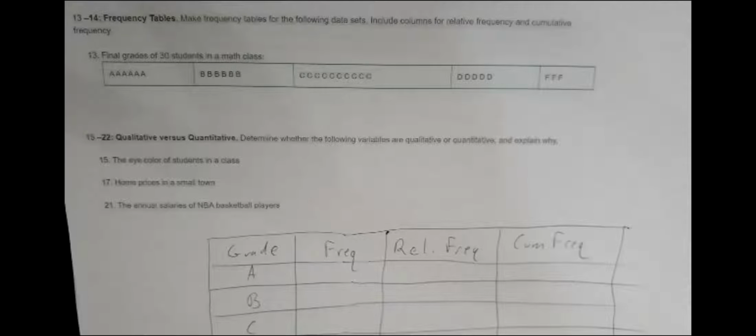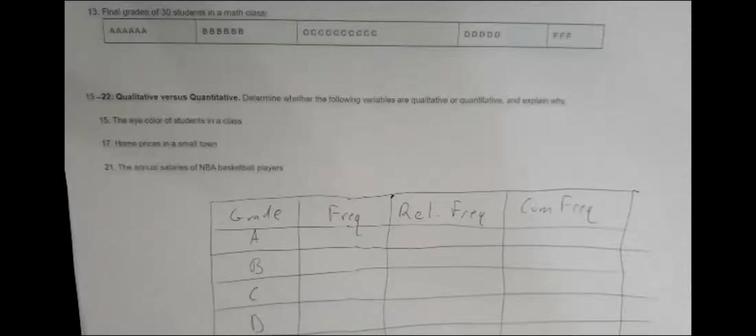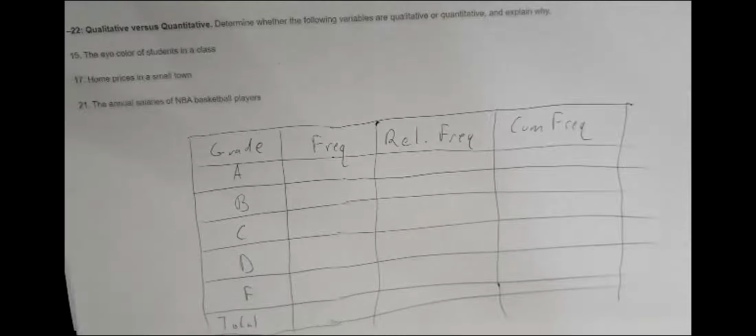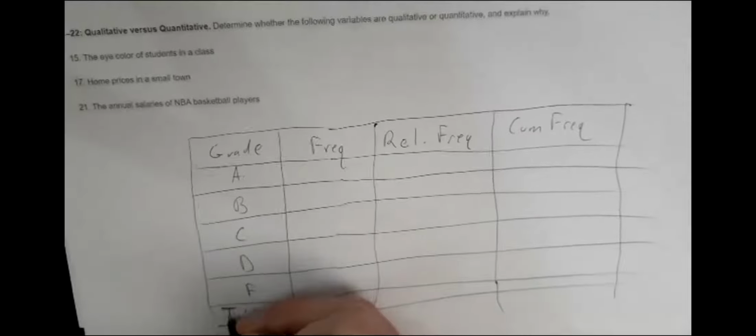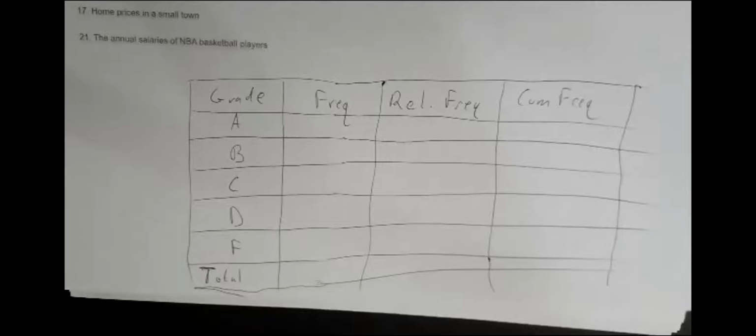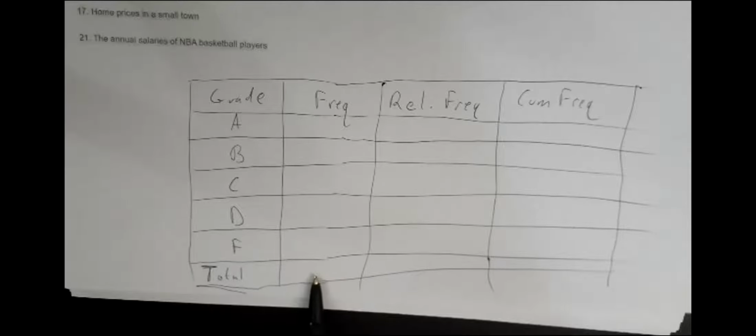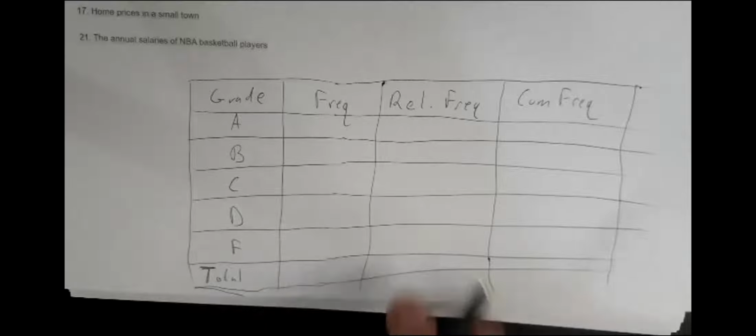I want to make a frequency table for these grades. They want frequency, relative frequency, and cumulative frequency. So I want to make out a frequency table. I have either A, B, C, D, or F. And then the last line, I should put my totals in. So the first thing that you could probably fill out is the totals. If we want to fill out the totals here, what's my total frequency here?